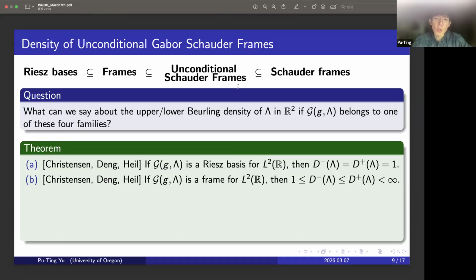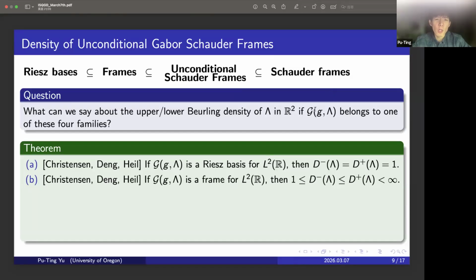And of course, there are still two questions that remain unanswered. That is, what would be the range for the upper and the lower Beurling density for unconditional Schauder frames and the Schauder frames? So let me first talk about the density result associated with Schauder frames.